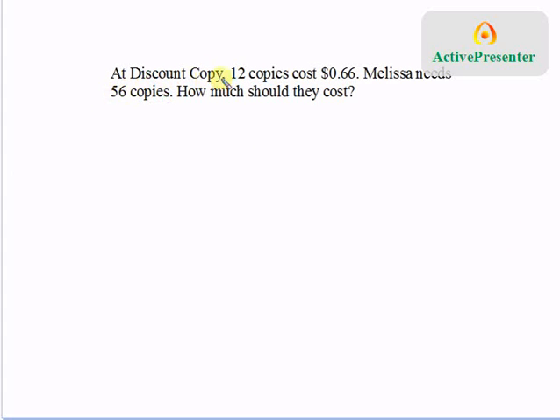At discount copy, we find out that 12 copies cost 66 cents. Melissa, however, needs 56 copies. So how much should they cost? We're given a ratio or a relationship. We know that 12 copies costs 66 cents. And we're going to set a ratio equal to that, which will mean that we have a proportion. So 2 equivalent ratios gives us a proportion.